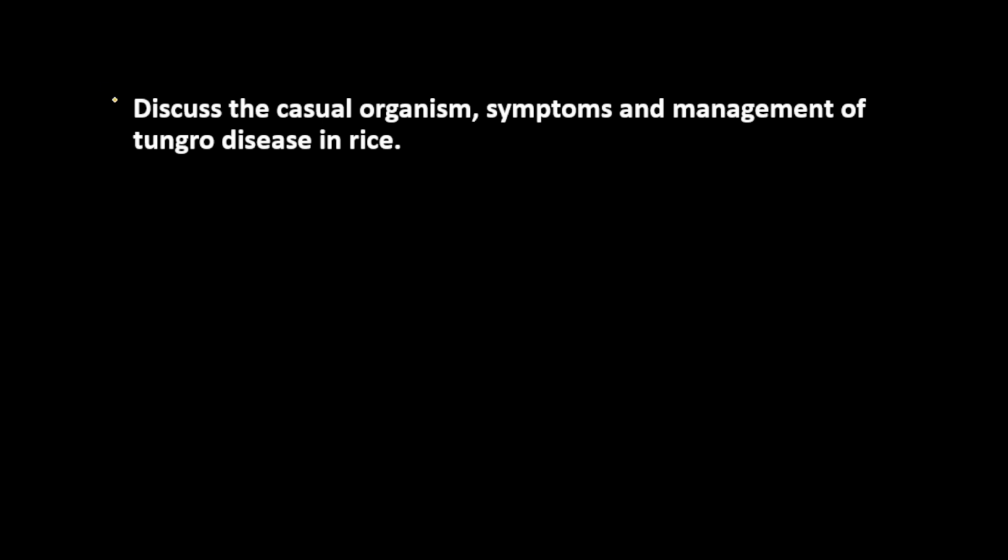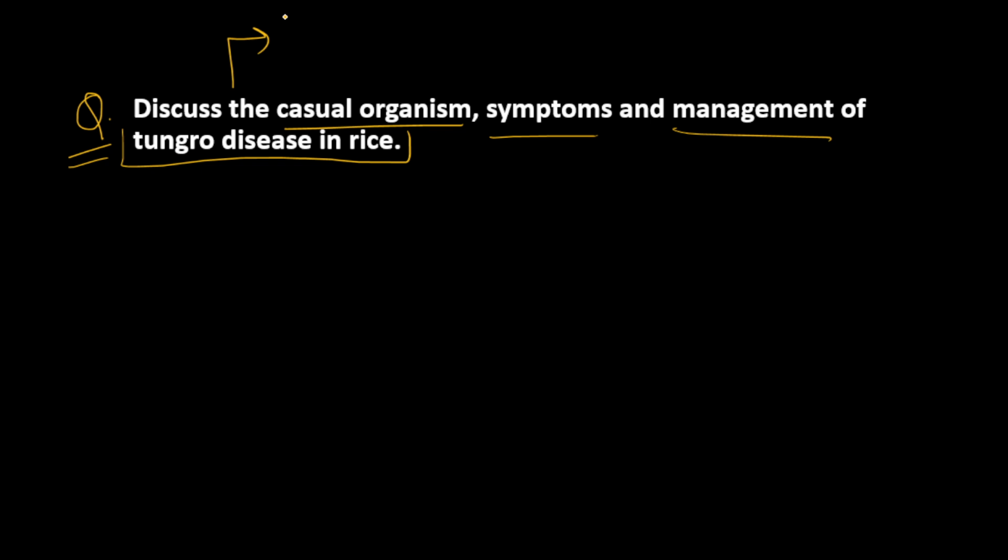So today we are going to discuss the next question of our agriculture optional answer writing practice series. And today's question is: discuss the causal organism, symptoms and management of Tungro disease of rice. This was asked in last year's agriculture optional paper of the UPSC Civil Services examination, that is in 2024. So we will see how we can approach this answer.